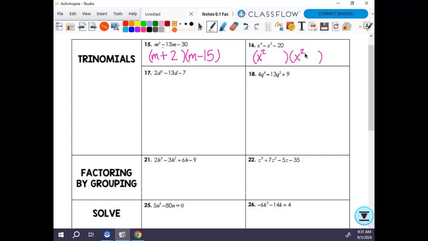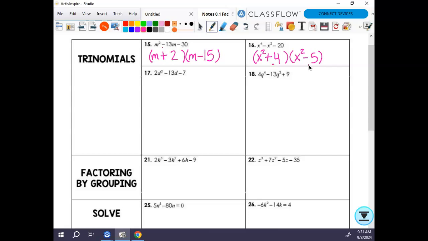That 20 is negative, which tells me my signs are opposite. And then I need two numbers that multiply to give me a negative 20 and combine to give me a negative 1, I'm sorry. 4 and 5, which one's negative? 5. Okay, and then I check to see if I can factor any more. And I can't because I don't have a sum of squares, and that's a difference, but it's not a difference of perfect squares. Okay, everybody okay with all that?